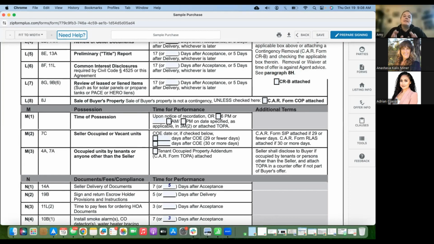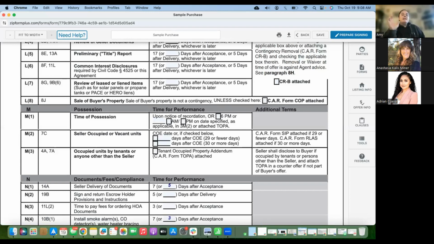Today we're talking about the TOPA. If you're like, Amy, that's not the TOPA that is on the screen, you are correct. That is the residential purchase agreement. I'm just showing you on the residential purchase agreement where the TOPA comes into play. And if we have additional time, we may touch on the tenant key and lockbox addendum, which actually goes with the listing agreement, as well as the tenant estoppel certificates.